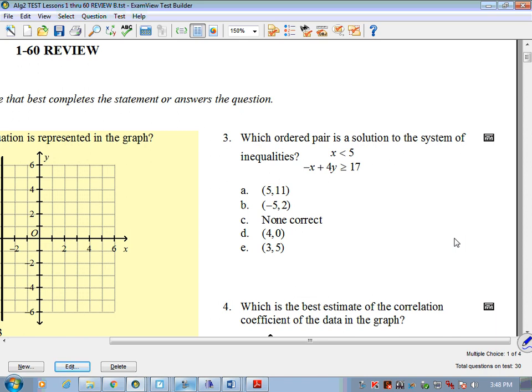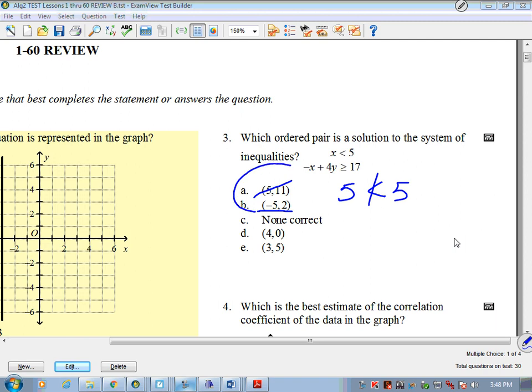So what I want you to see is that it says in our first one, x has to be less than 5, which is going to get rid of A. So I could say, hey, 5 is not less than 5. Okay, so I'm going to get rid of that one. Now, B, it tells me that I have -5 for my x, which works. -5 is less than 5, and so let's test the rest of it.